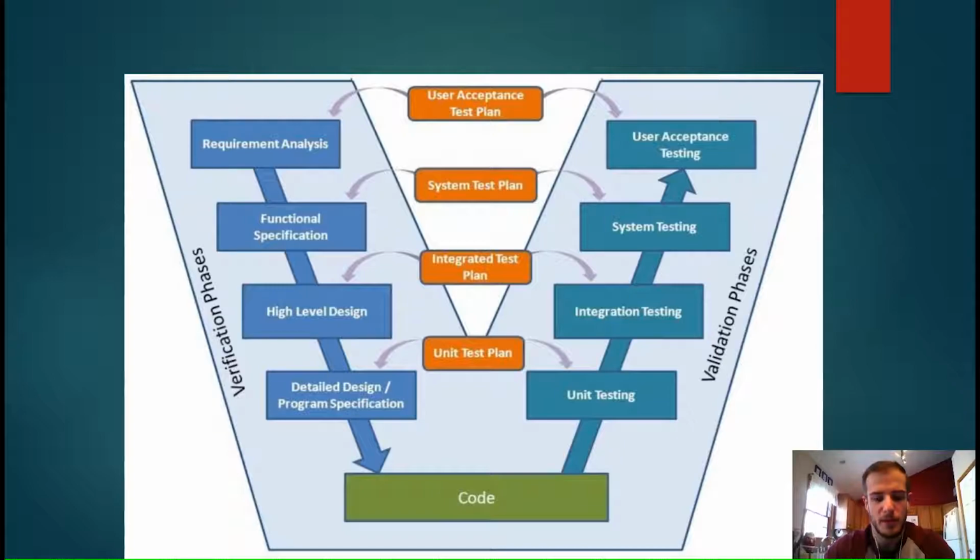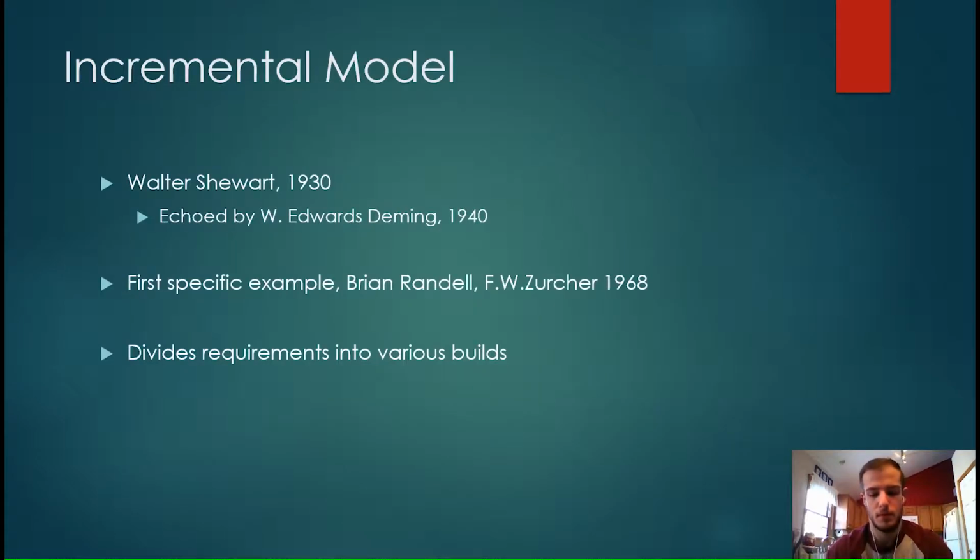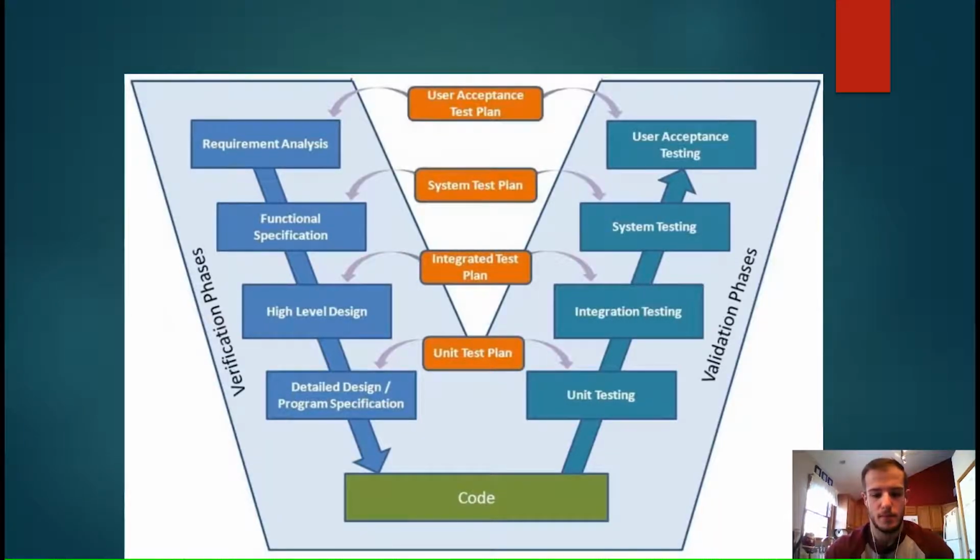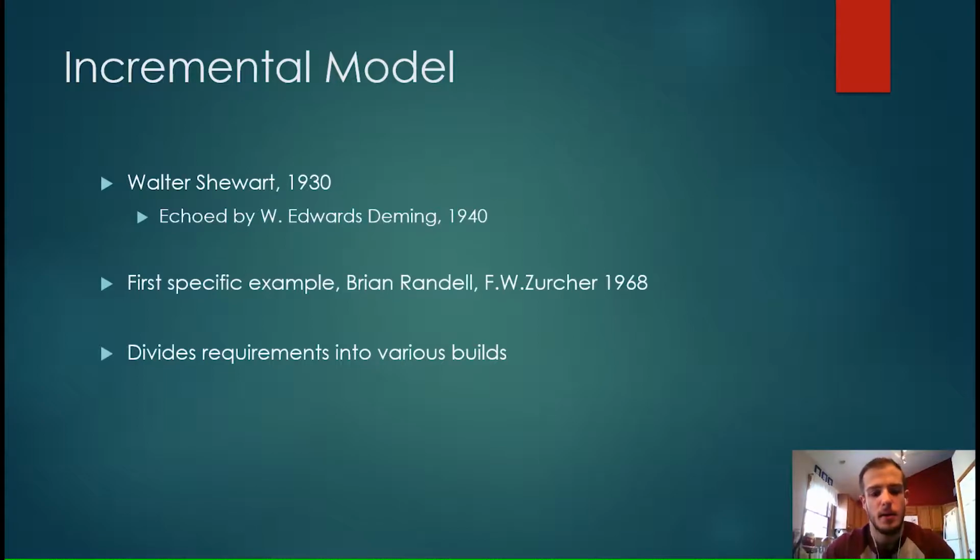And then at the bottom, you have coding, and the coding is fairly self-explanatory. This is where the programmers actually write the code, and then they check it multiple times. They check it by testing it. They test it, and they make sure that it's functional and that it works, and that it helps eliminate any bugs that could be in the coding. And then we have the incremental model.